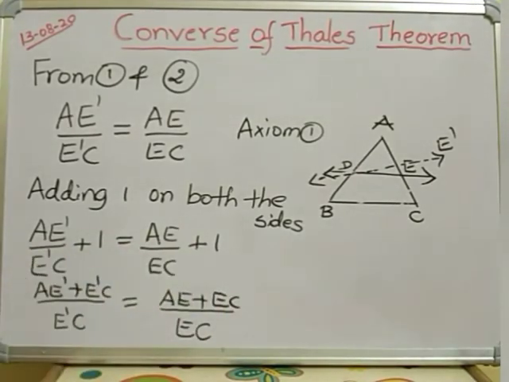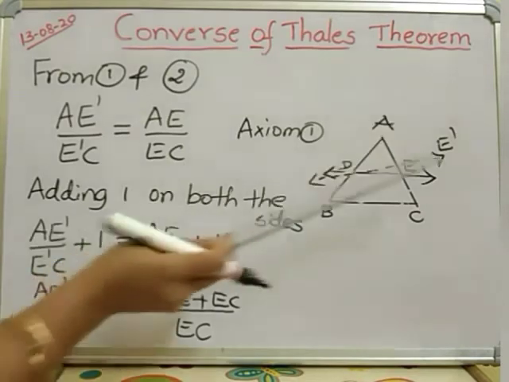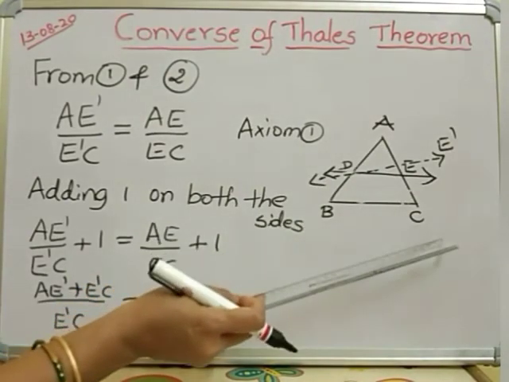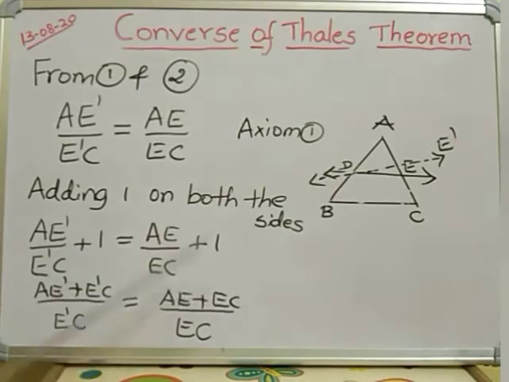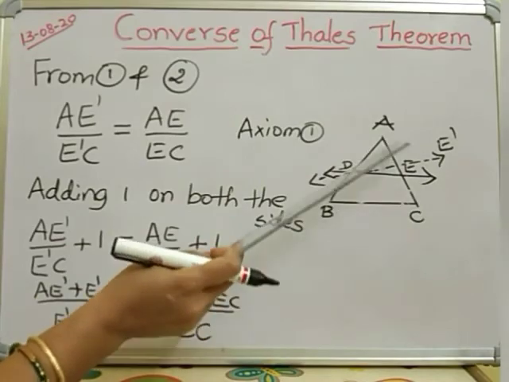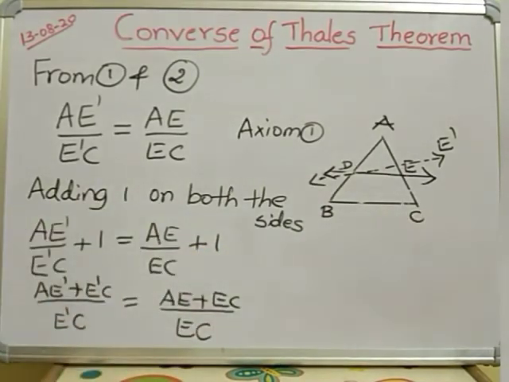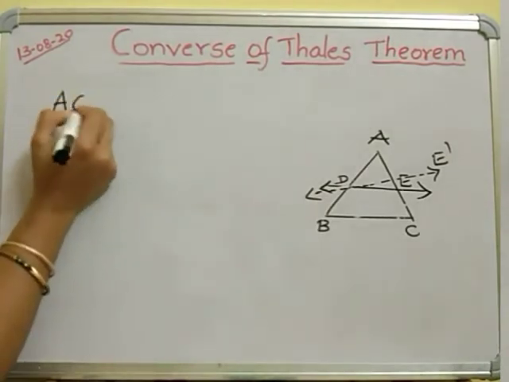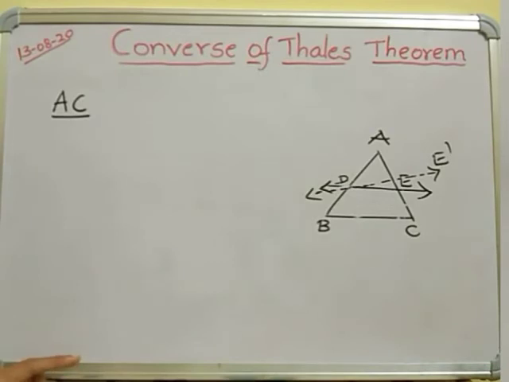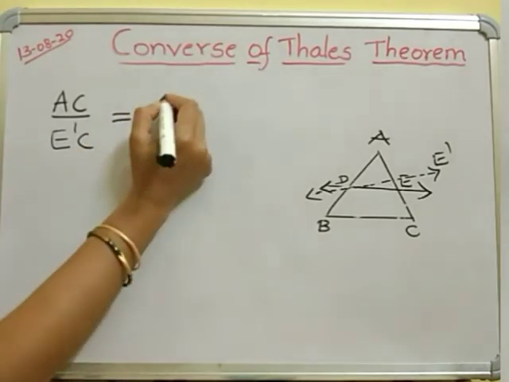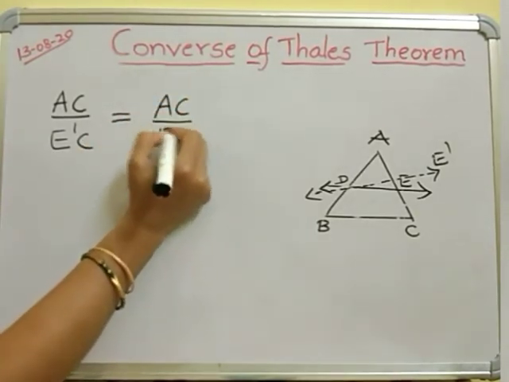Now what does it imply? AE dash plus E dash C, AE dash plus E dash C, whether it is AC, right? Similarly, if you see the right hand side, AE plus EC is also equal to AC, right? So we will write this in the next step. I'll write AC divided by E dash C is equal to, again on the right hand side, AC by EC.